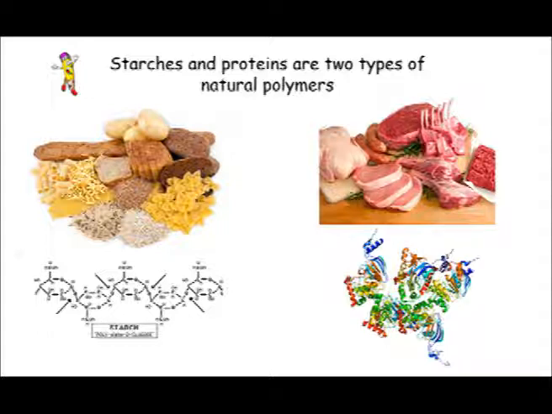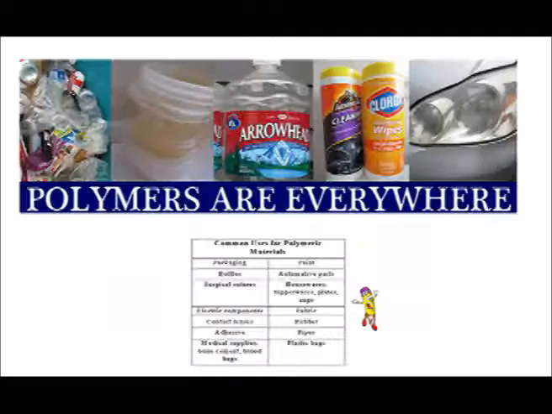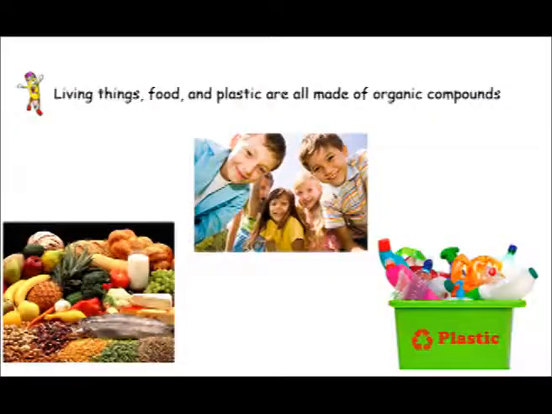We also have synthetic polymers. Those, of course, are plastics, things like that. Paints, automotive parts, bottles. There's lots of places that you would find plastics, turns out. Living things, food, plastic, they're all made from organic compounds. Turns out organic compounds do a very good job at creating these polymers.